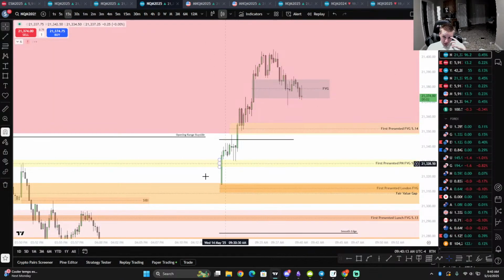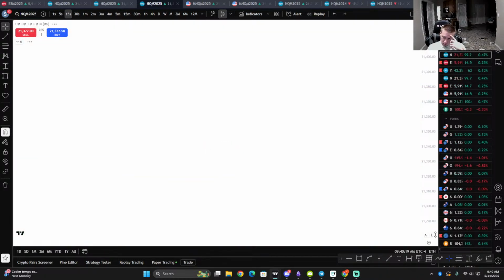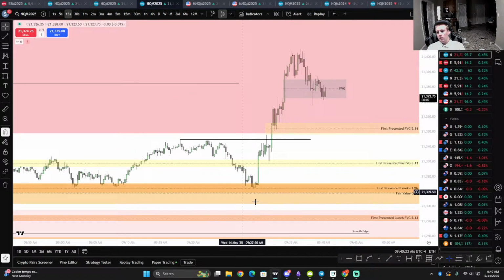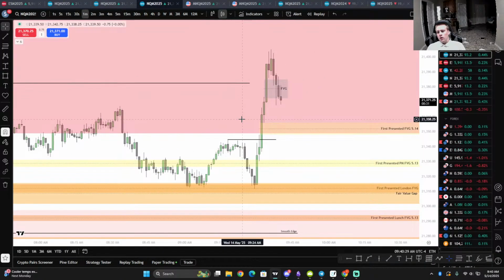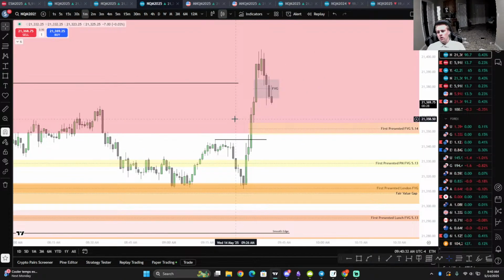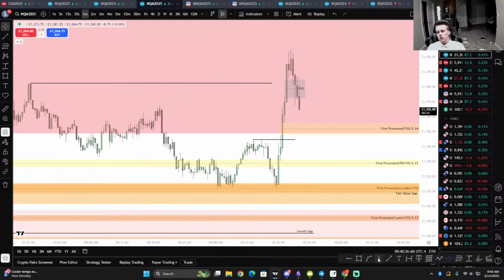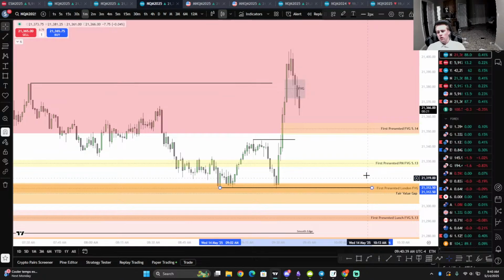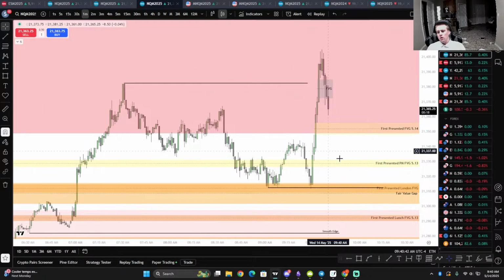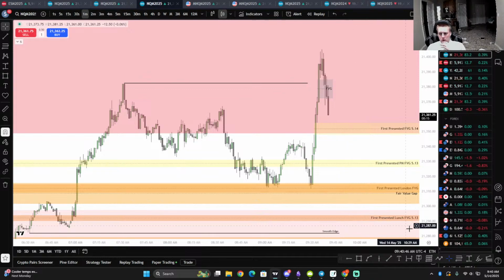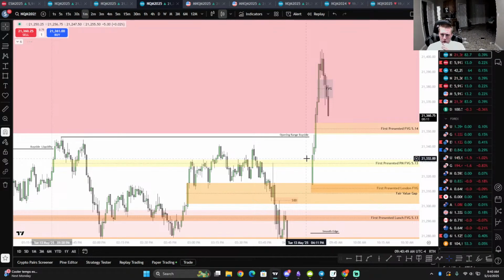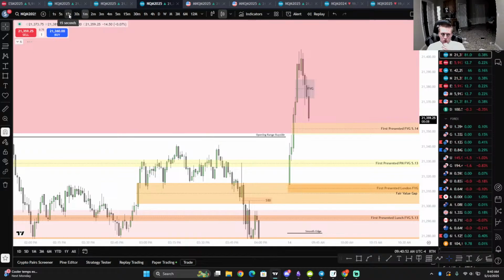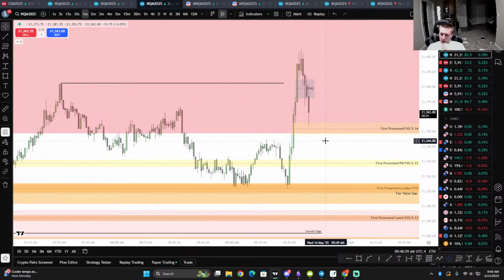This is the draw on liquidity for me right now. I want to see us trade back up into that regular trading hours gap. Okay, NQ and first presented fair value gap.